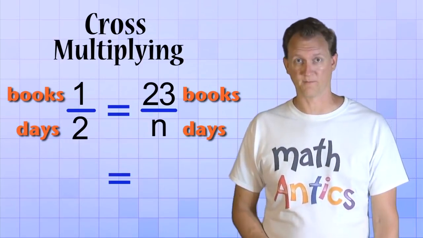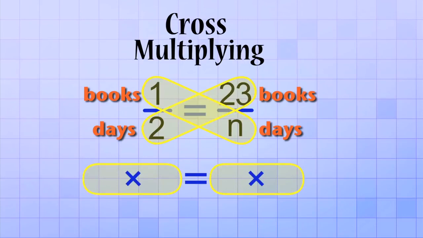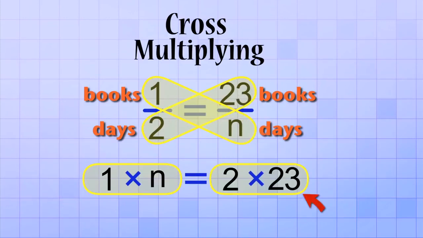cross-multiplying will give us another equation. Next, imagine that a crisscross shape, like an X, is overlaid on the proportion. This cross shape tells you which numbers to multiply together on each side of the new equal sign. 1 and n will be multiplied together on this side of the equation, and 2 and 23 will be multiplied together on the other side of the equation.